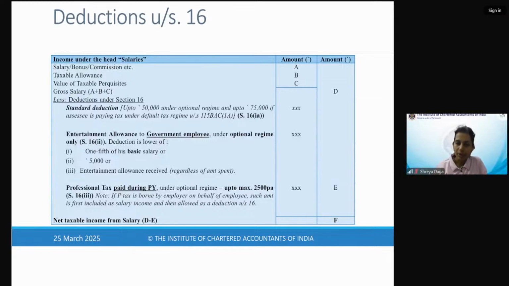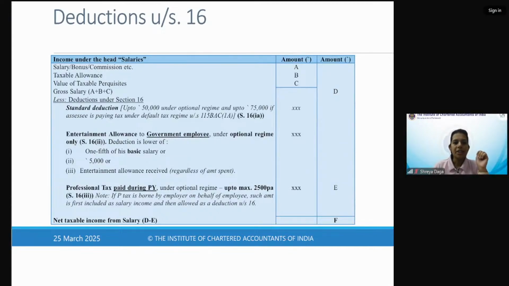It doesn't matter how much was spent. When we do deductions, at least in the first two, it doesn't matter how much was spent. It matters in the case of professional tax. So in the first two limbs, standard deduction and entertainment allowance, what was actually spent does not matter. So entertainment allowance deduction is available to government employees under optional regime only: the lower of 1/5 of basic salary, 5,000 rupees, or the amount received, regardless of the amount spent. Ma'am, do we have to learn this? Yes. Ma'am, is it very popular? Not very, because it is only for government employees and generally you will not even find entertainment allowance being received.